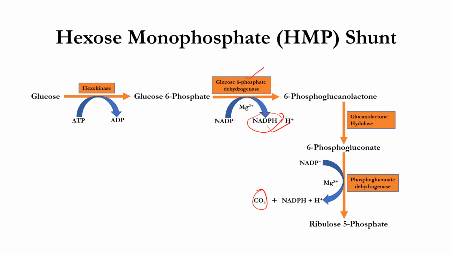Both the enzymes catalyzing the oxidation reactions, glucose 6-phosphate dehydrogenase as well as phosphogluconate dehydrogenase, need magnesium ion to function properly. And in both reactions, NADPH is generated. So this NADPH will be utilized in fatty acid synthesis and many other reductive reactions in the body, wherever a biosynthetic pathway is going on, in fatty acid synthesis and other anabolic pathways.